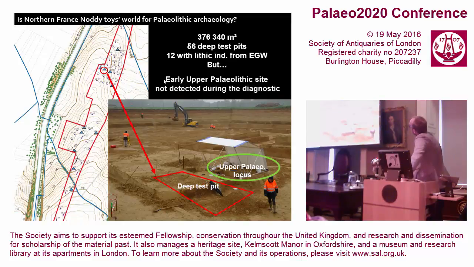And just a few words to finish. Two provocative questions: is northern France not a toy's world for Palaeolithic archaeology, as you dreamed, Becky? No, our methodology is quite okay, but we also have some problems, as you can see here. Here is the highest density of test pits we have in the Canal Seine-Nord project, at Havrincourt. We detected positive test pits here, which allowed us to launch the excavation for the Middle Palaeolithic site of Havrincourt. But as you can see here, we have the deep test pits, and just close to 50 centimeters, we have a locus of Upper Palaeolithic, absolutely not detected during the diagnostic. So, okay, we have a good methodology, but probably not for all the records.